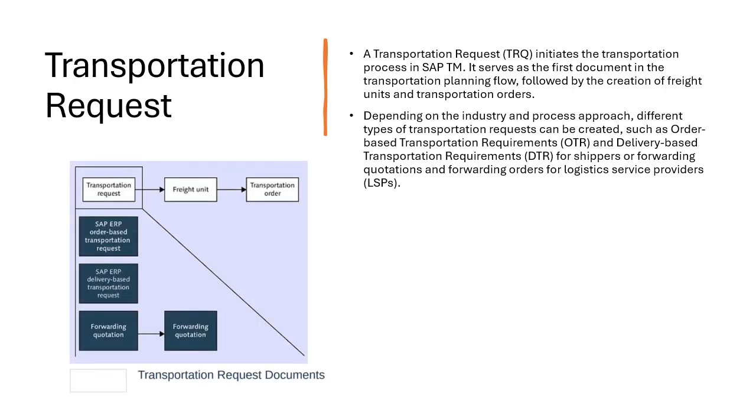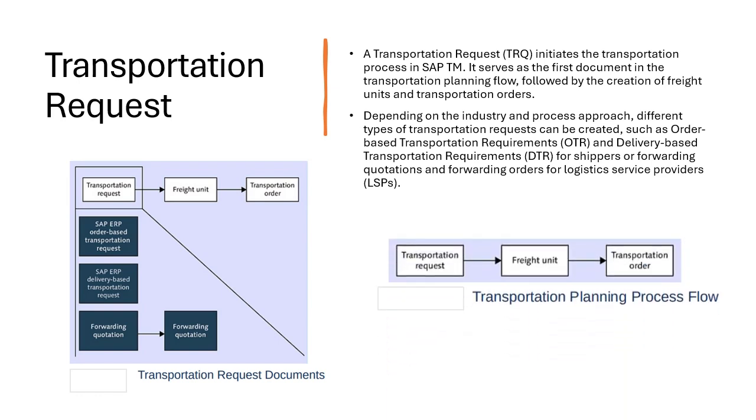And then we have the transportation request document. So this shows how various documents serve as a transportation request in SAP TM. It also includes the ERP-based order-based transportation requirements and the delivery-based transportation requirements. So which are actually relevant for shippers and forwarding quotations and forwarding orders, which actually serve the need of LSP and carriers as well.